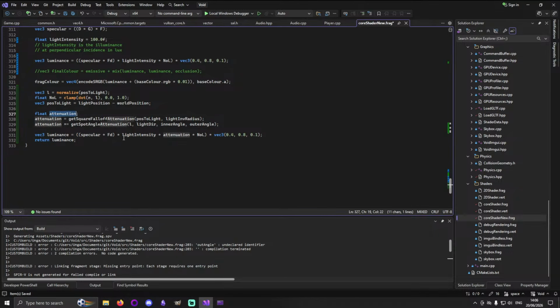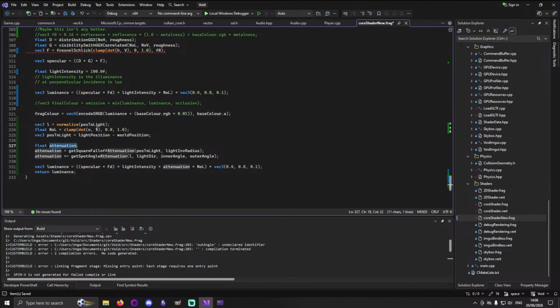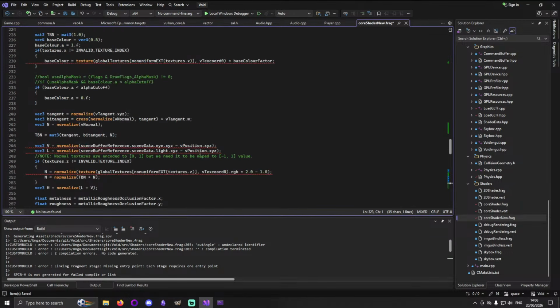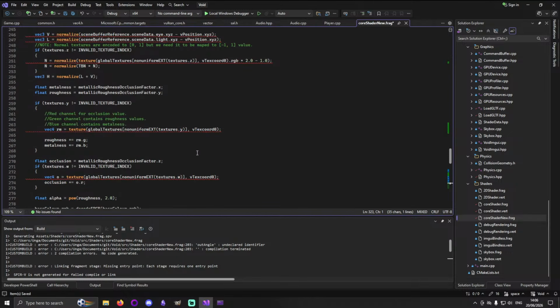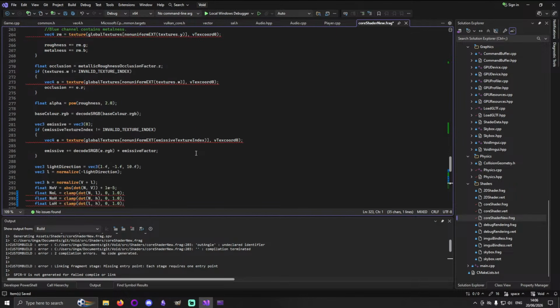Okay, so we don't need this, really. I don't think, anyway, because we have the world position way up here. So let's see.